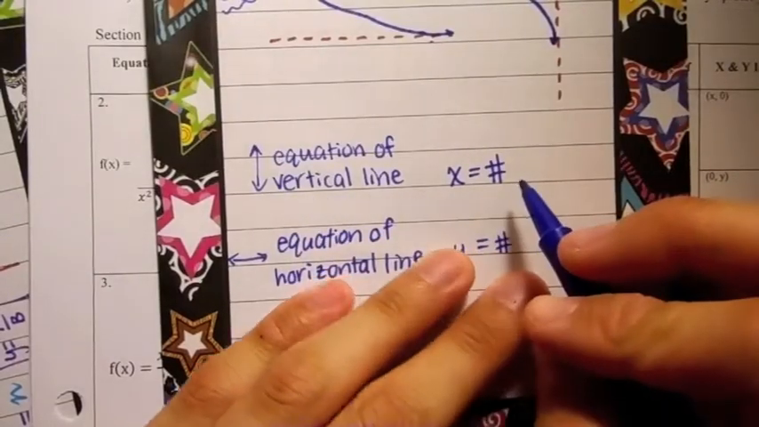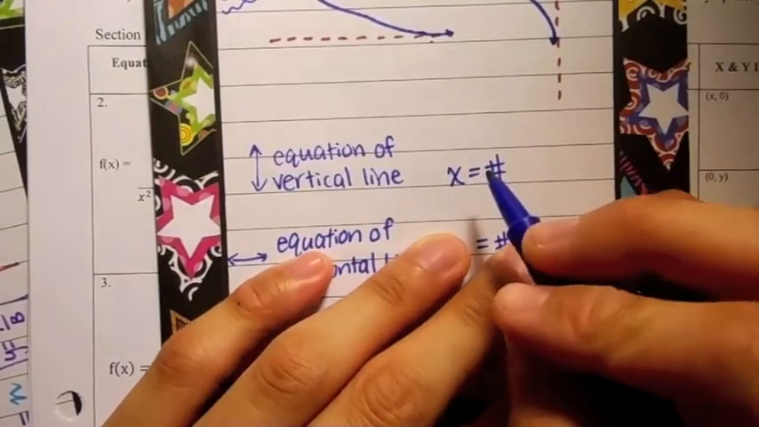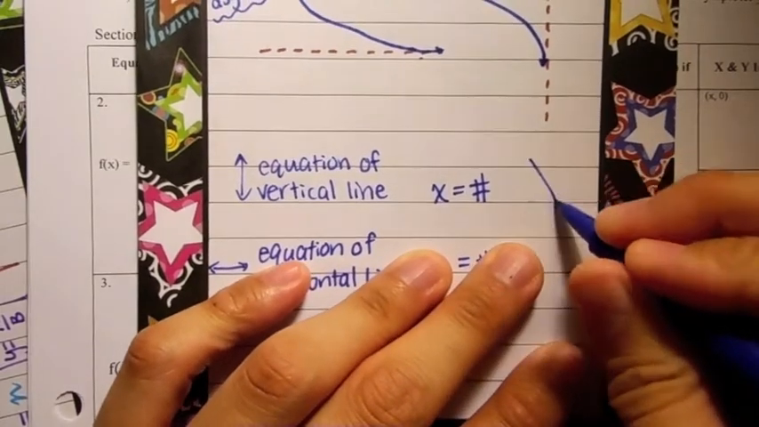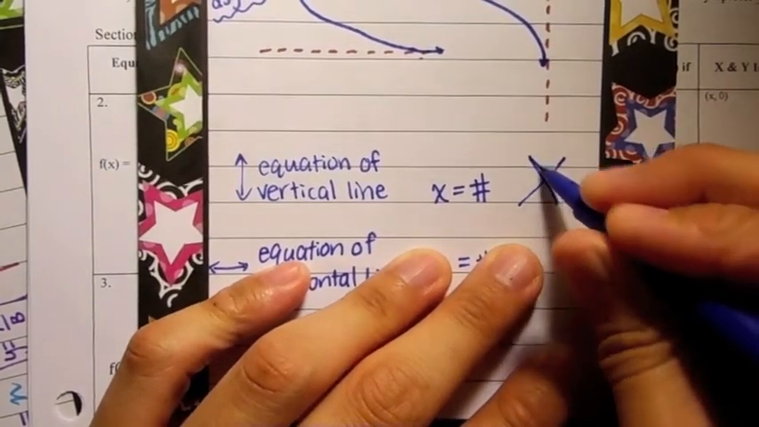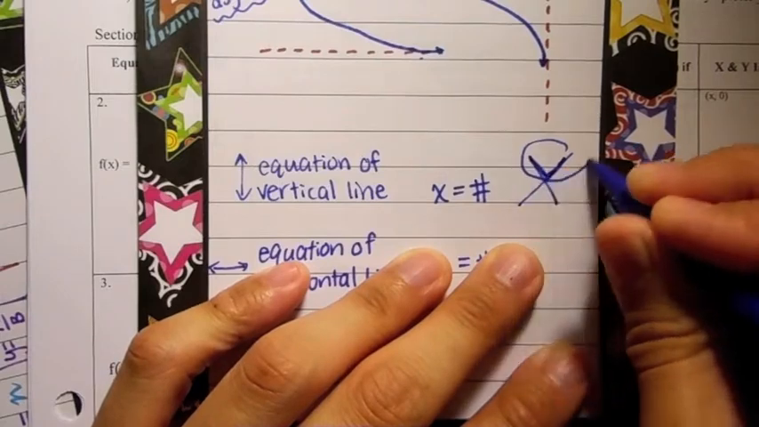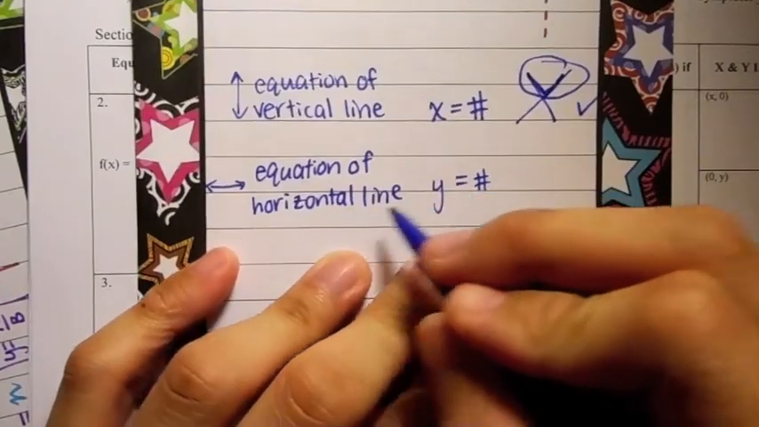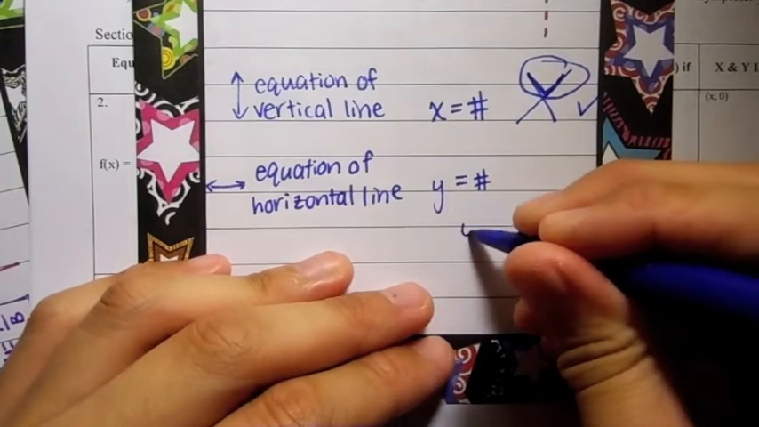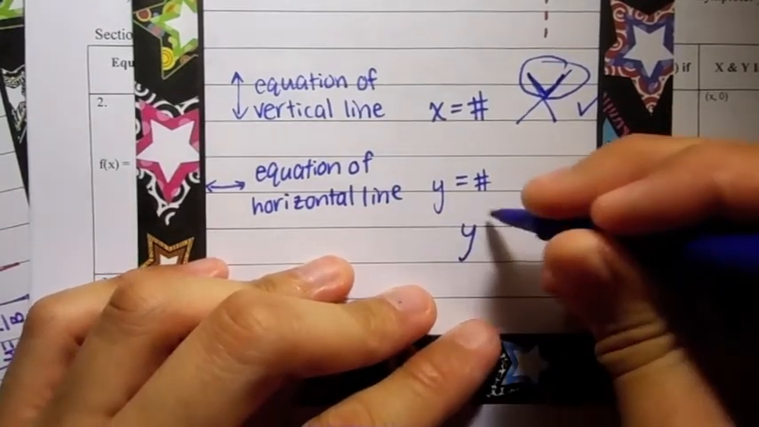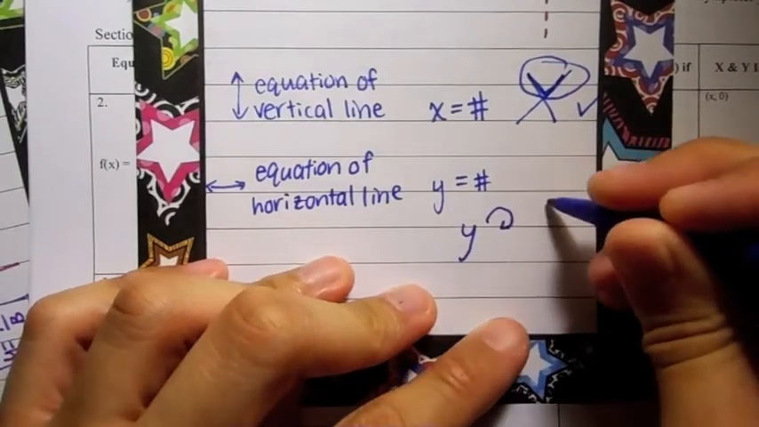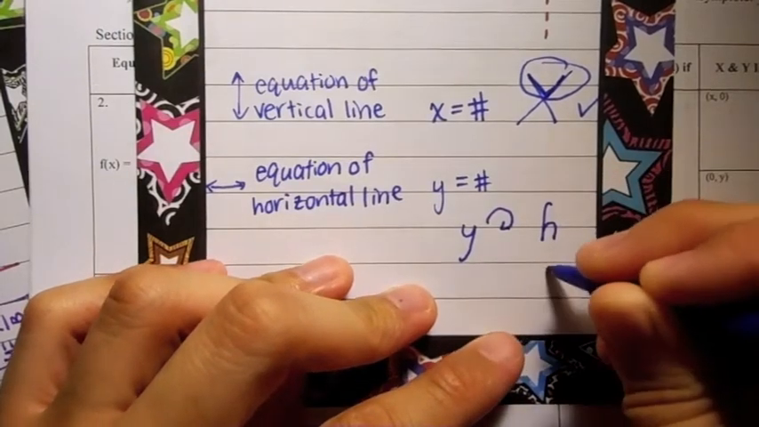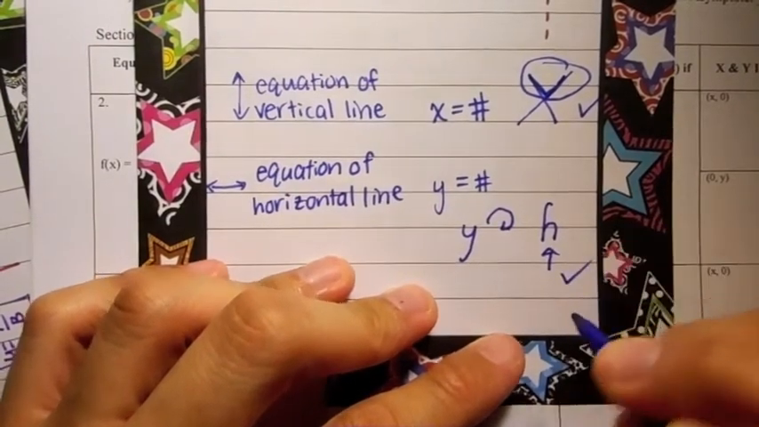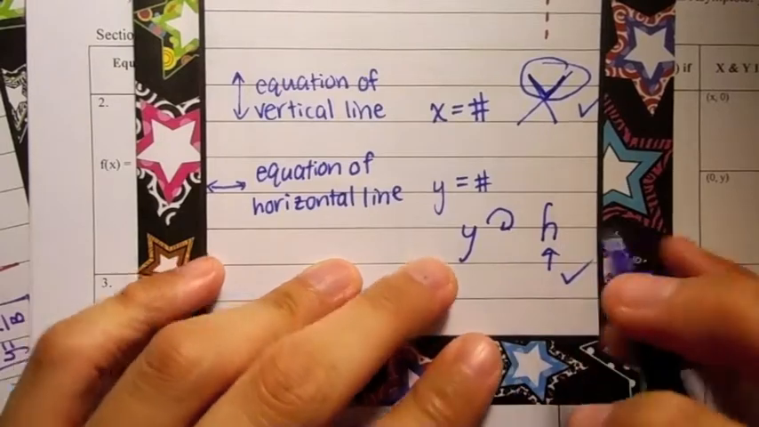For the equation of the vertical line, we know it's going to be x is equal to. So think about the letter x. On top of it, there's a v. V for vertical. Equation of a horizontal line is y equals some number. Well, let's take the letter y and let's turn it around. So we have something that looks like this. It looks like an H for horizontal. So that's another way that you can remember that.